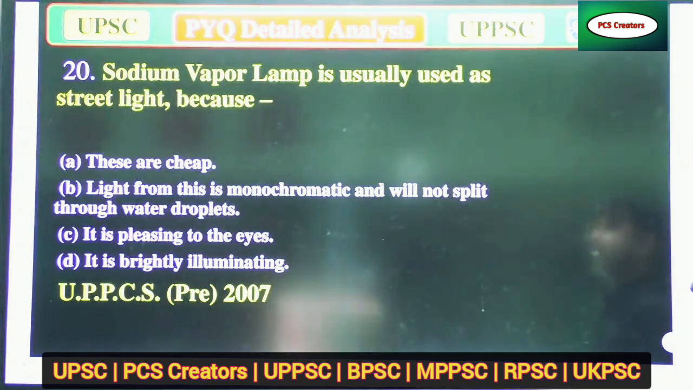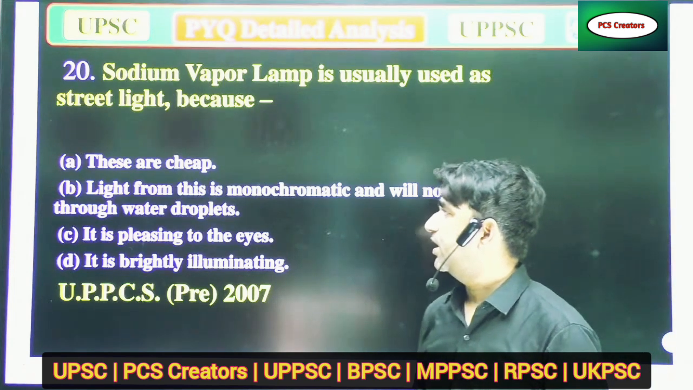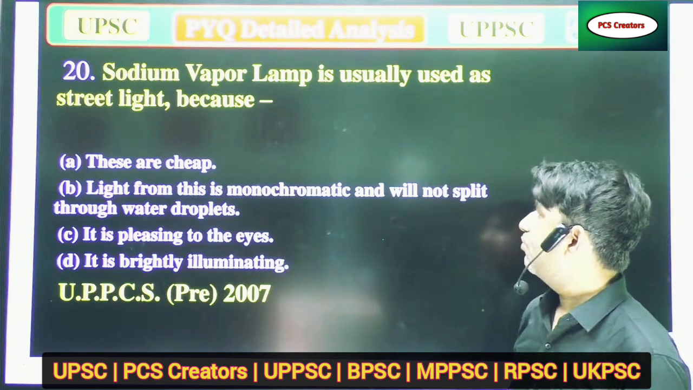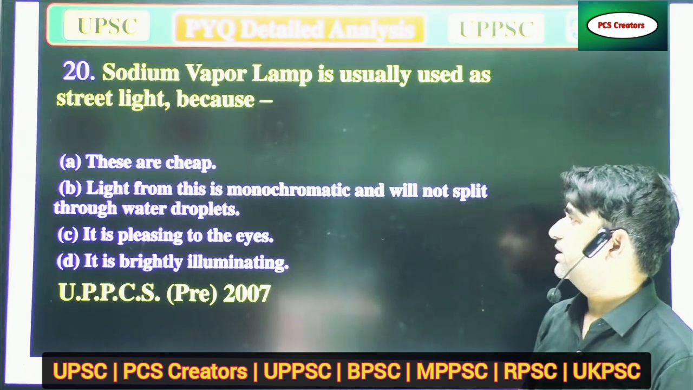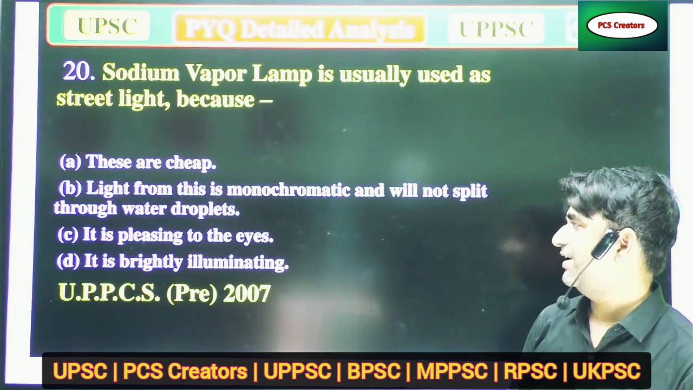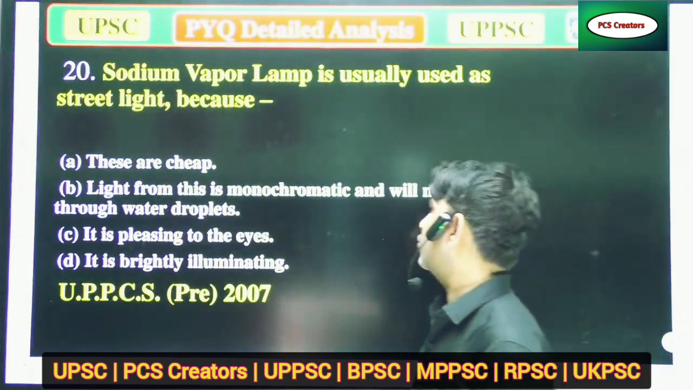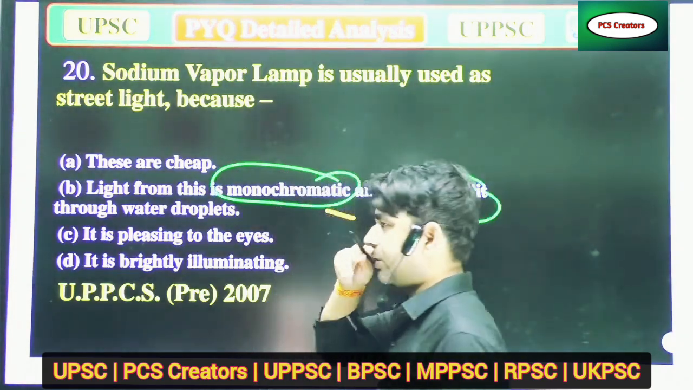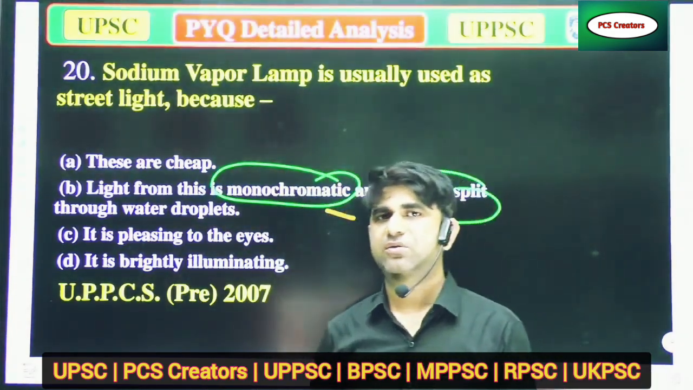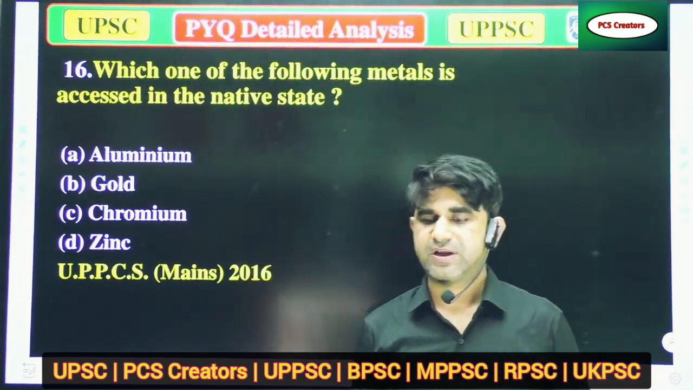Sodium vapor lamp is usually used in street lights. As I told in the previous question, because A, these are cheap; B, light of this is monochromatic and will not split through water droplets; C, it's pleasing to the eyes; and D, it is brightly illuminating. So option B is correct, because these are monochromatic and will not split through water droplets. So this is the correct answer. Now we'll move to the next question.